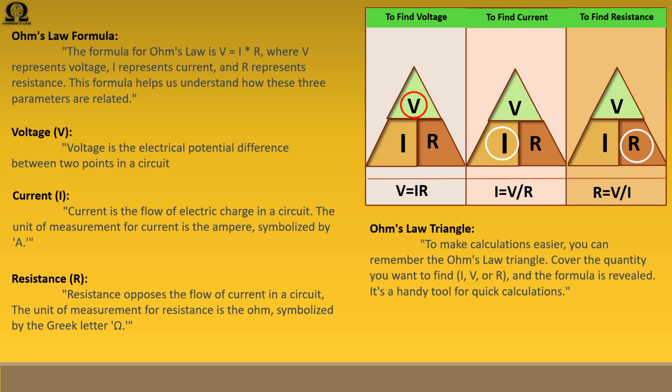Resistance. Resistance opposes the flow of current in a circuit. The unit of measurement for resistance is the ohm, symbolized by the Greek letter omega.